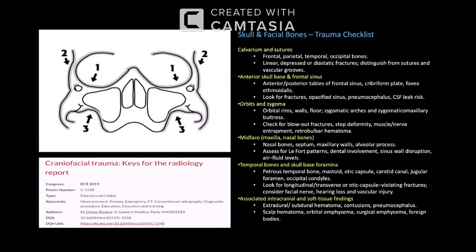So that's the checklist, where you have to look at the calvarium and sutures, anterior skull base and frontal sinuses, look at the orbits and the zygoma, and trace very carefully. The zygomatic arch has to be traced very nicely, and this line has to intersect the inferior aspect of the maxillary sinus. Again, the orbital line has to be very smooth, and there should not be any breach or discontinuity.